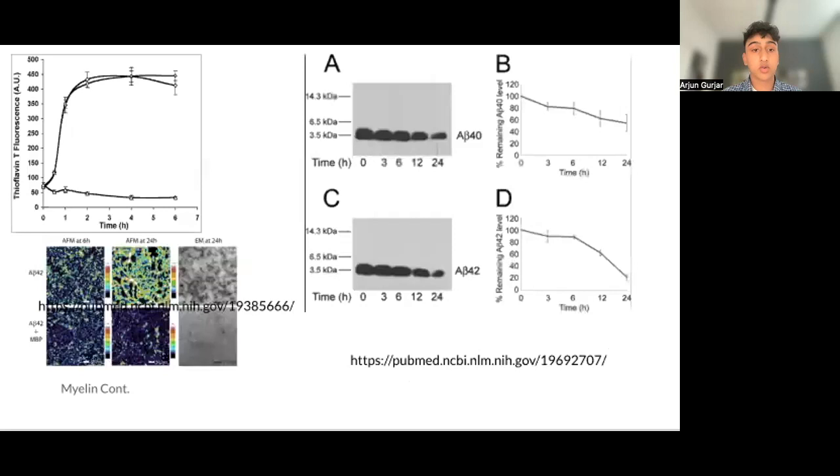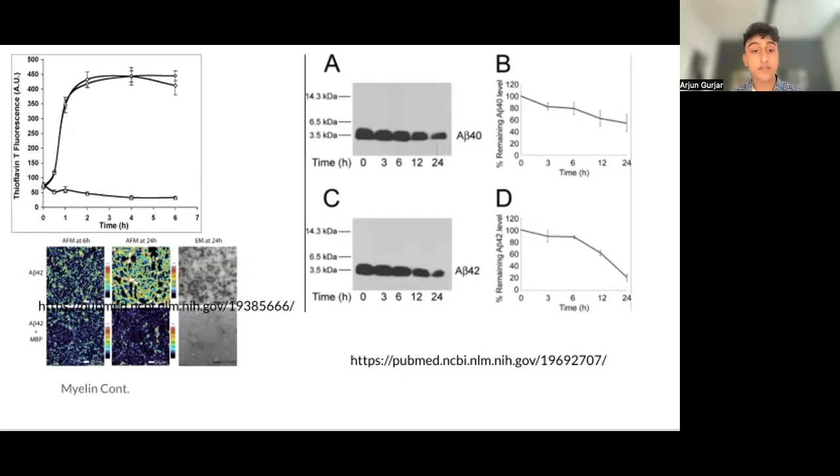Then moving on to the role of myelin basic protein, which is a protein responsible for myelin stability in the brain. Myelin basic protein is theorized to attach and degrade amyloid beta, which prevents fibrillation. The figure on the left shows the presence of amyloid beta via a thioflavin fluorescence assay with and without myelin basic protein, showing a clear decrease in amyloid beta with MBP.